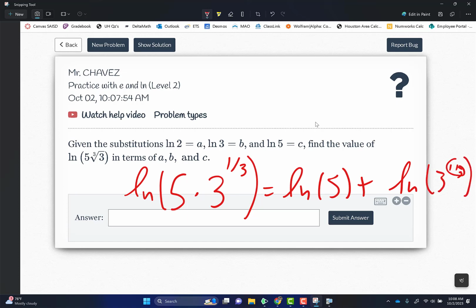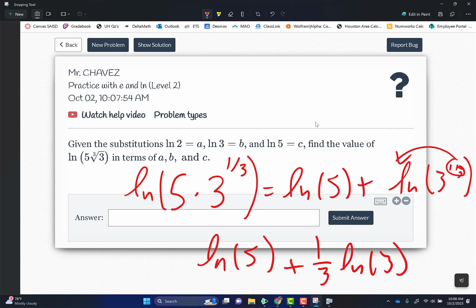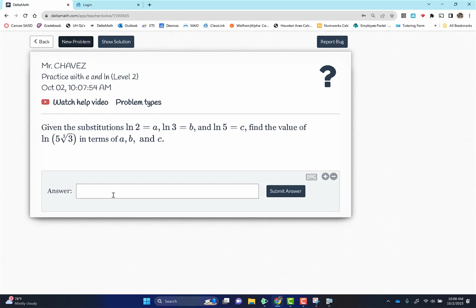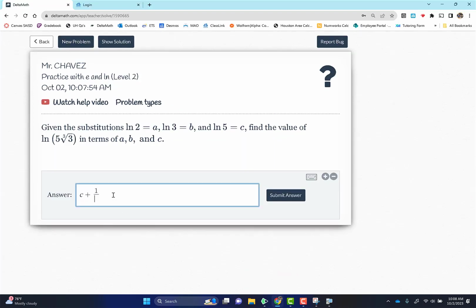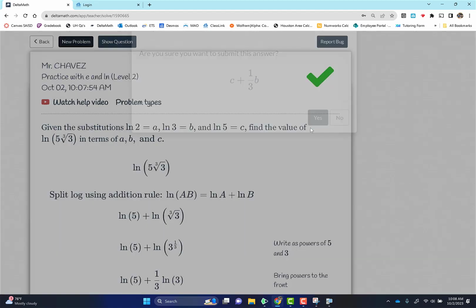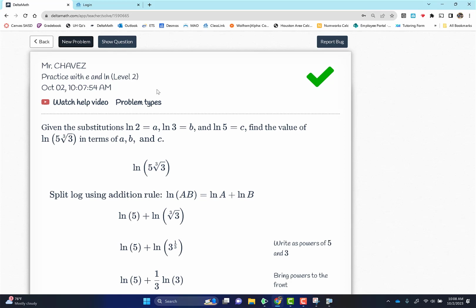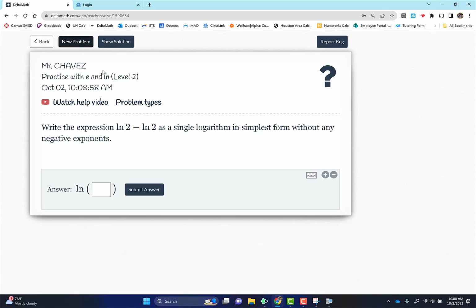Bring that 1/3 to the front. So it becomes ln of 5, which is a letter, plus 1/3 ln of 3, which is another letter. So what's ln of 5? And then what's ln of 3? So what am I going to write? Yeah, there you go. See, you guys are already getting a habit. C plus 1/3 B. Submit, submit. See? Like, it's not that extreme.